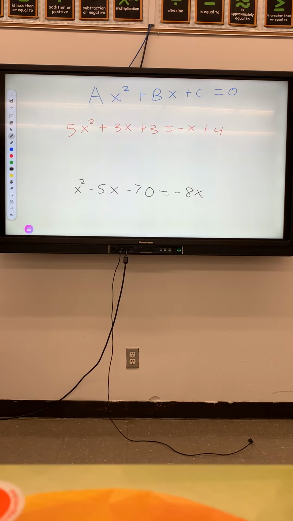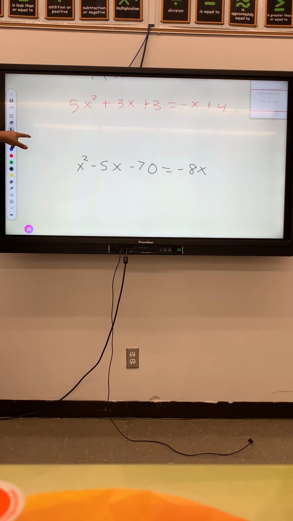Now in this case, I was telling you that we're going to do the opposite, and this time the opposite would be factoring. If you notice at the top, I put ax squared plus bx plus c equals 0. That is the standard form of a quadratic equation. Okay, it has to be equal to 0, which is what your homework was about yesterday.